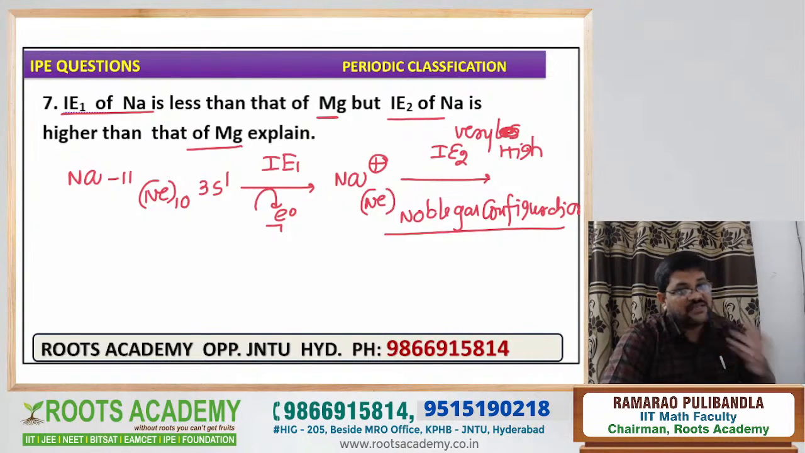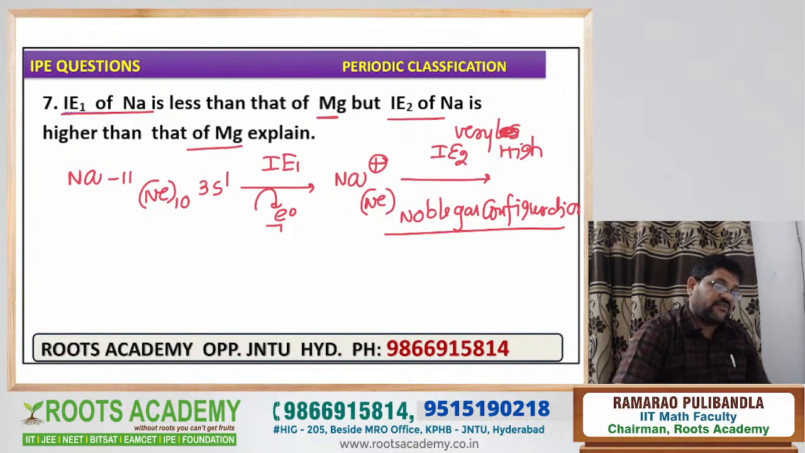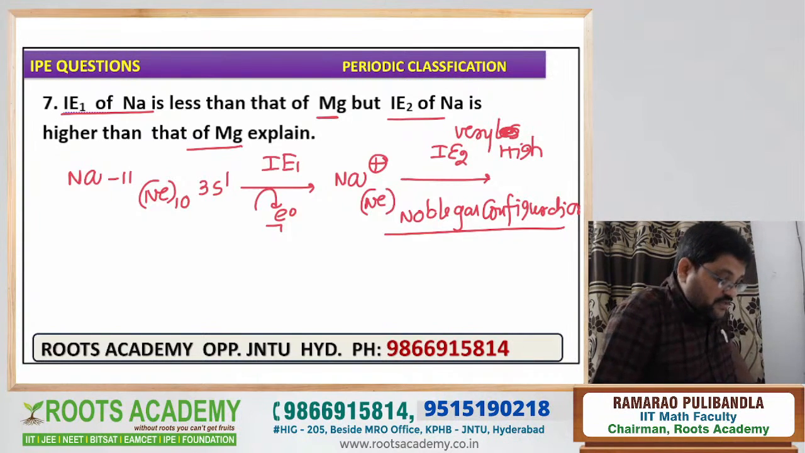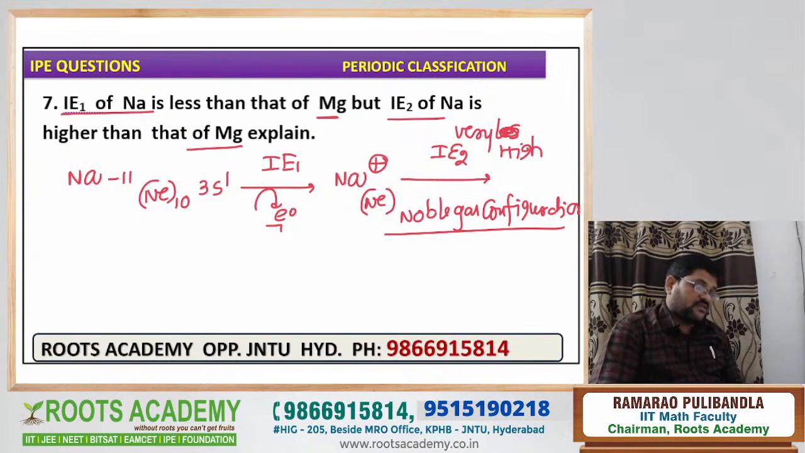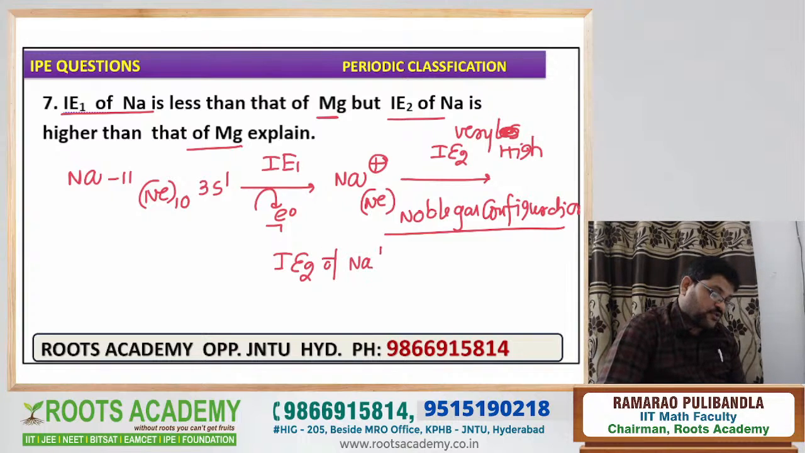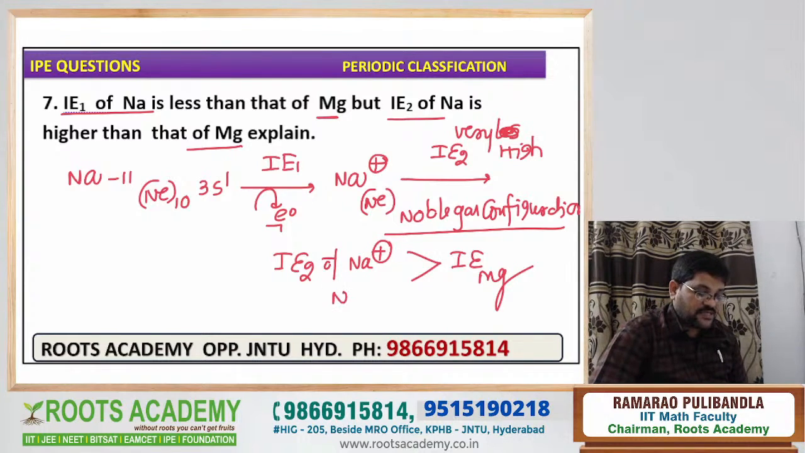What I am saying, students? Ionization energy 2 is very difficult because Na plus is stabilized by neon configuration. That's why the ionization energy 2 of Na plus should be greater than that of ionization energy of what? Magnesium. Simple logic. Because Na plus is stabilized by neon configuration.